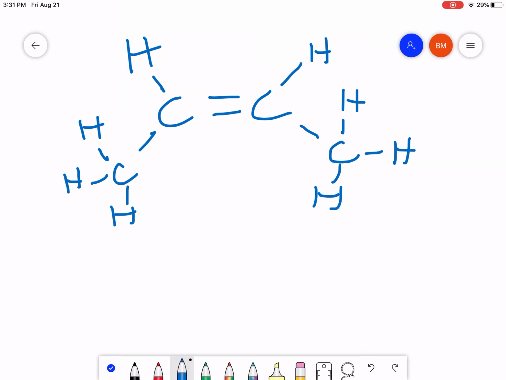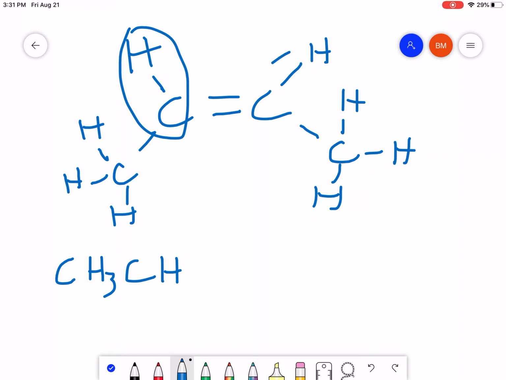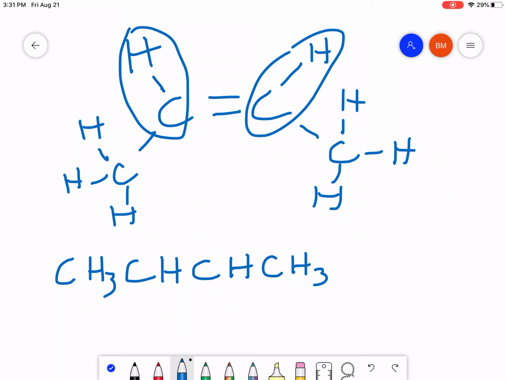Okay, so there's a couple of different ways you could go about doing a condensed structure here. First of all, we could just do it like we normally would. Looks like we have a CH3 on the end, then a CH group, followed by another CH group, and then a CH3. So, boom. That would be a good condensed structure. We could also put those 2 CHs in the middle in parentheses, just to shorten it up a little bit. That would be perfectly good.